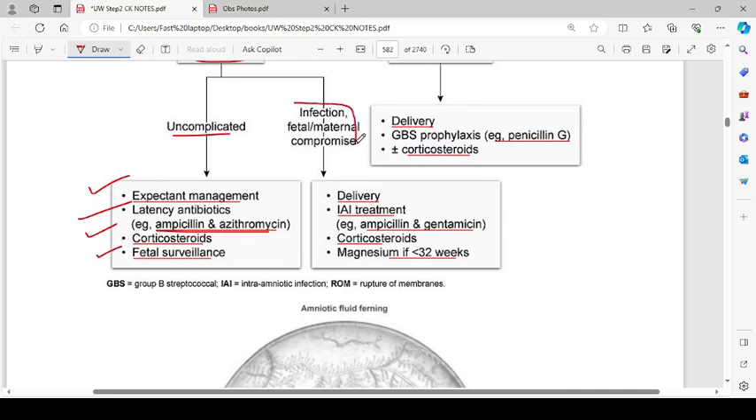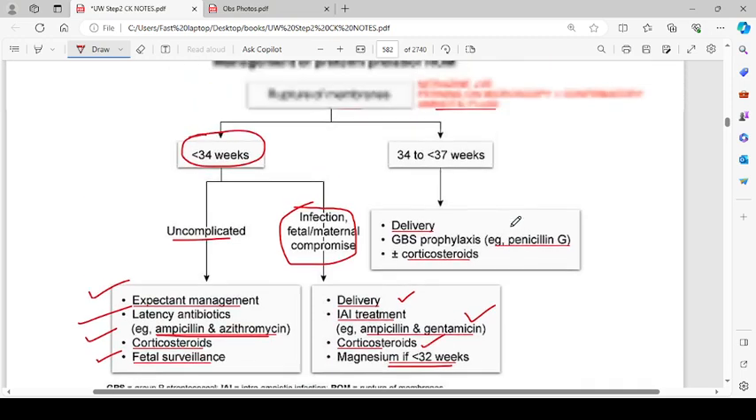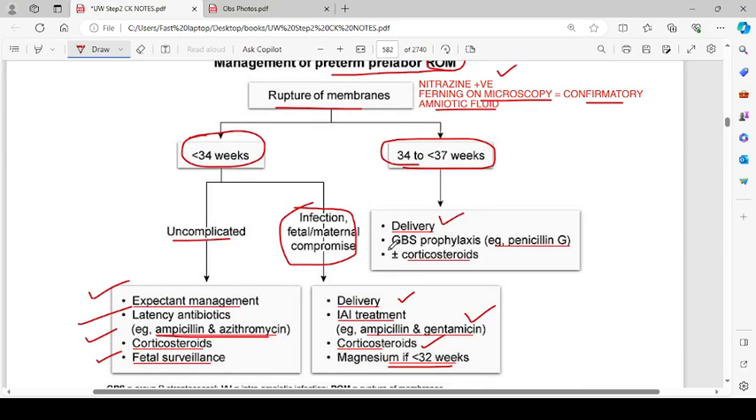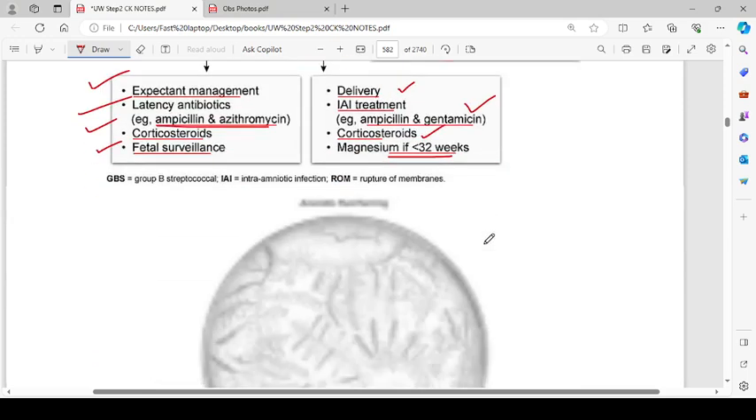If infection or fetal maternal compromise is there, do the delivery. What is that? Intra-amniotic infection, IAI, treatment by ampicillin and gentamicin, corticosteroid, and magnesium if less than 32 weeks. So if it is between 34 to less than 37 weeks, do the delivery. Give group B streptococcus prophylaxis, for example, penicillin G with or without corticosteroids.